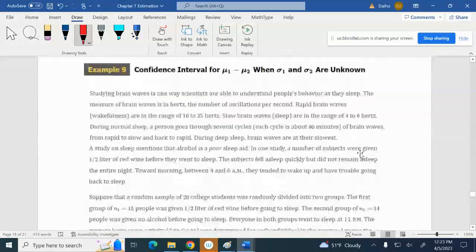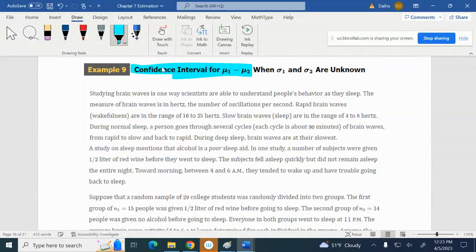So please look at this example. Yeah, here's an example. Confidence interval, unknown sigmas. Let me see. Studying brain wave. Understanding people's behaviors as they sleep. It's the brain wave in hertz, the number of.